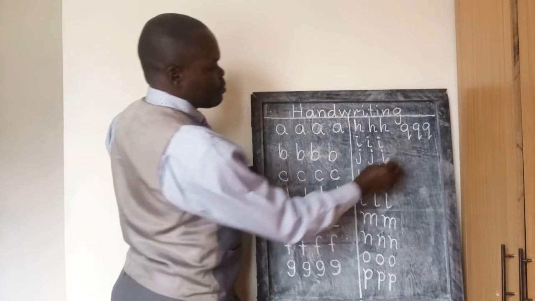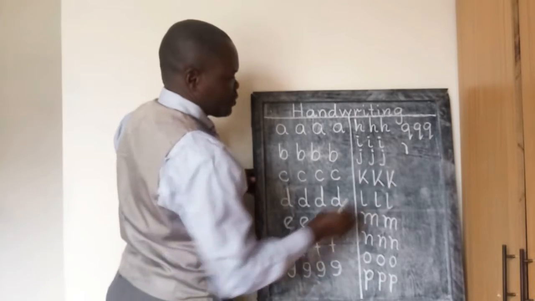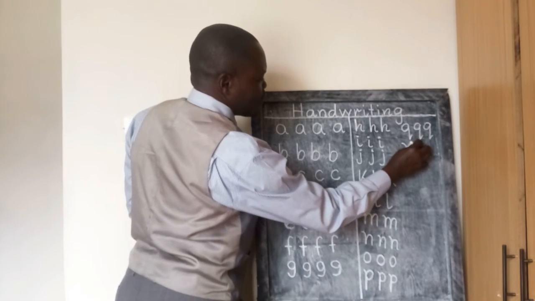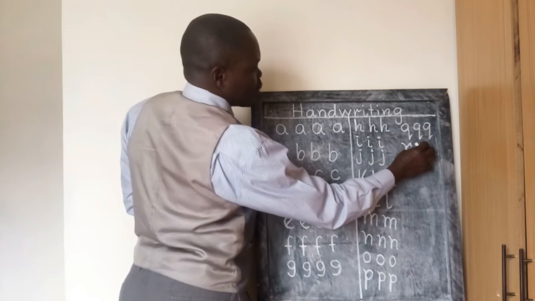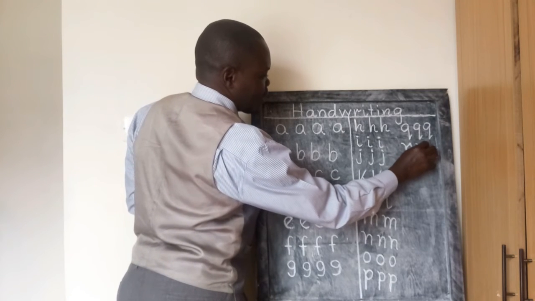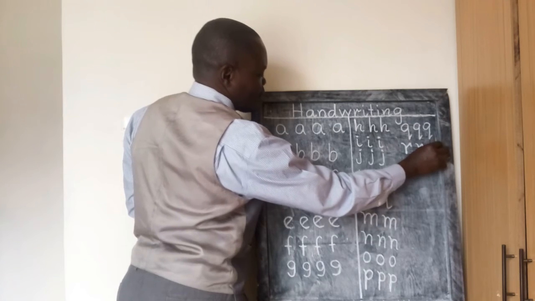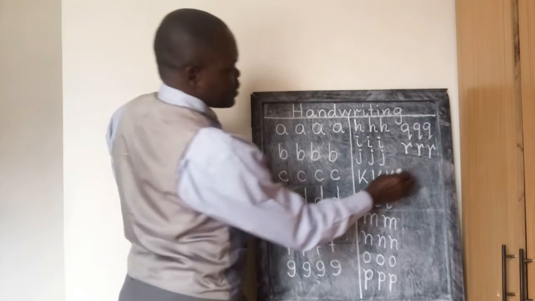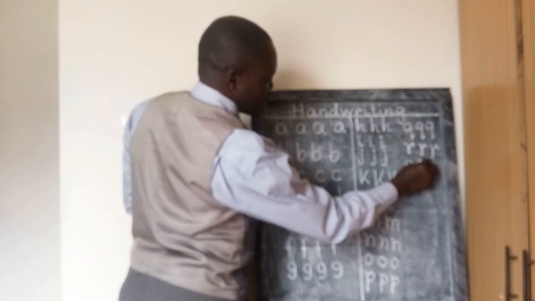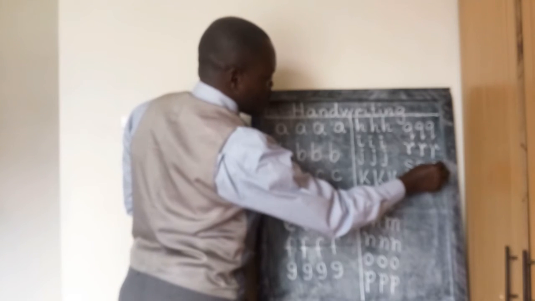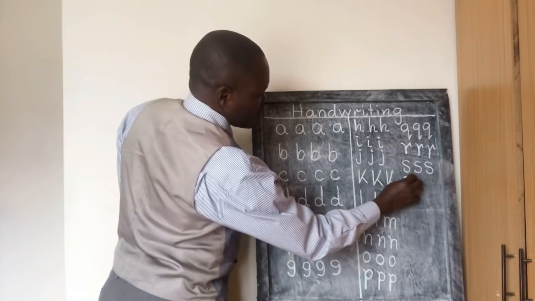Just like in M, right? Put that. Then just give it that V shape, but V facing down. R, V shape. S is simple, just make it look smooth.